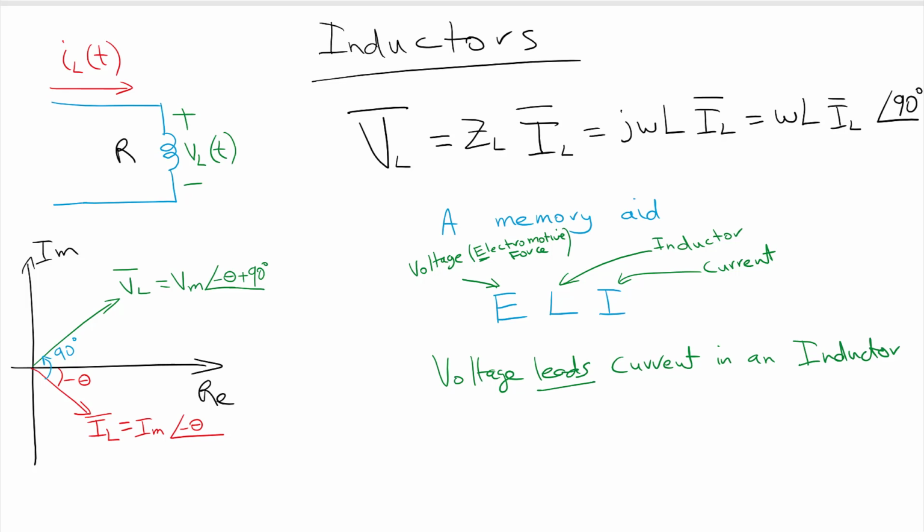As a memory aid, we can use the simple acronym ELI. E stands for voltage or electromotive force, the L represents the inductor, and the I represents the current. What this says is that voltage leads the current in an inductor. That's something that could be useful to remember. And just be clear that whenever you're drawing the current and voltage relationship for an inductor, the inductor voltage will always be 90 degrees ahead of the inductor current.